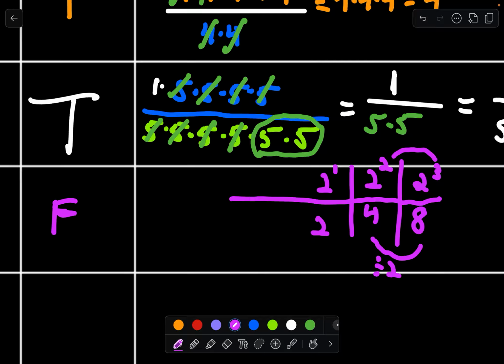Notice each time we're dividing this number by 2. 8 divided by 2 is 4. 4 divided by 2 is 2. So 2 divided by 2 is 1, and that's 2 to the 0. So 2 to the 0 is 1.